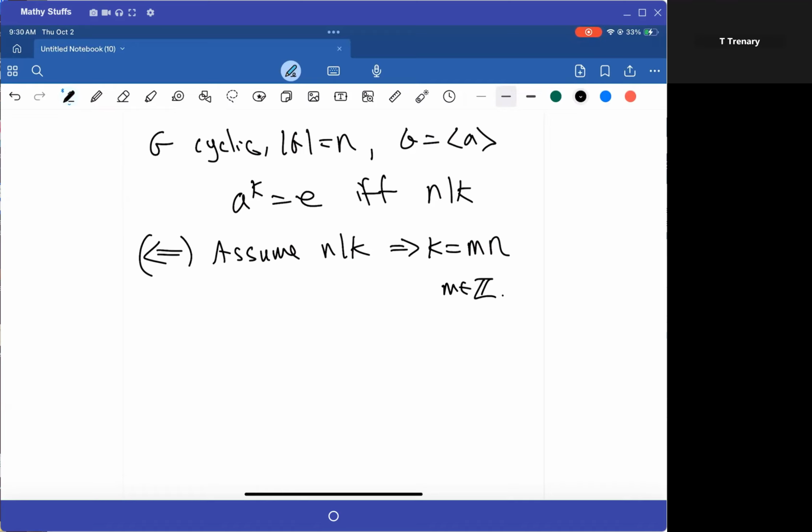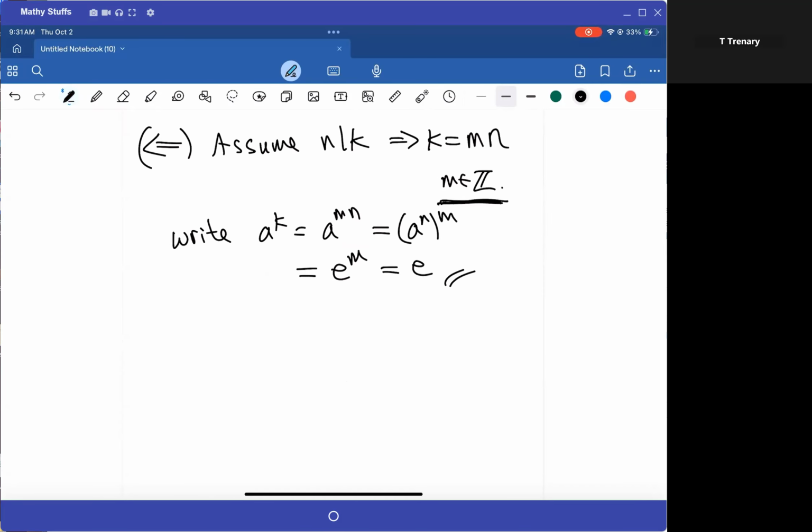And now I remember, I think this is the one I asked you all to be able to prove for the exam. So when I wrote this down, I thought, yeah, we want to be precise about where that M comes from when we're doing a lovely proof. So once I have that, I can write A to the K equals A to the M times N equals A to the N to the mth power. And since the group is of order N, A to the N is E, and E to the M is E. So we've shown one direction.